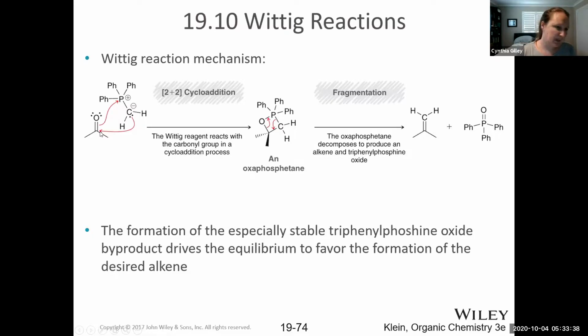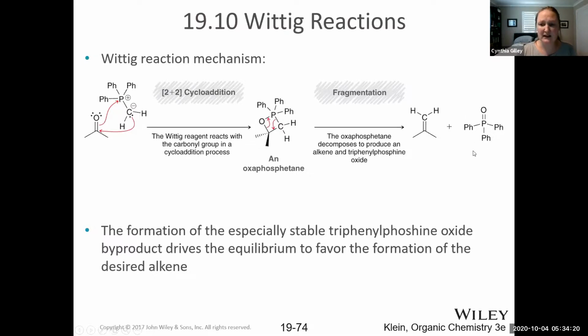Either way, the pi electrons between the carbon and oxygen here, which spend the majority of their time around the oxygen, would then go and attack the phosphorus simultaneously, essentially doing a 2pi plus 2pi cycloaddition, generating a 4-membered ring, which we call an oxaphosphetane intermediate. This is obviously a high energy intermediate because of the 4-membered ring, and will immediately fragment to do what's called a retro 2+2 to form a carbon-carbon double bond, or alkene, and triphenylphosphine oxide.